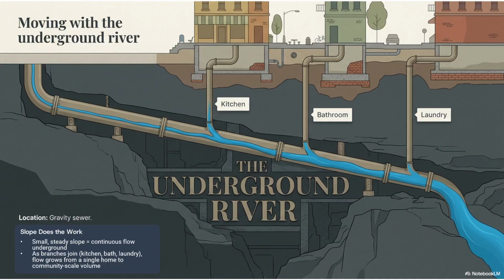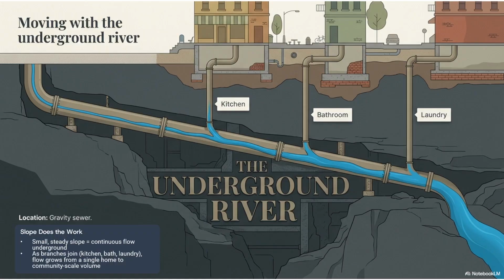That slope is enough. So under your city, there is an underground river, not made of clean water, but made of used water from thousands of lives. This is the first major location in your mental map, gravity sewer, the part of the system where flow happens mostly by slope. And as you move, more branches join you. Kitchen lines, bathroom lines, laundry lines. The sound changes. The pipe gets wider. You are no longer home water. You are now community water.